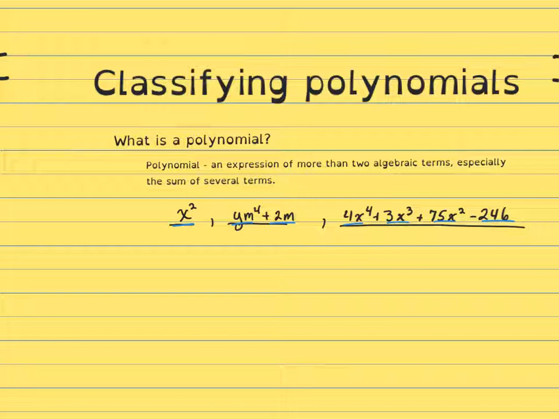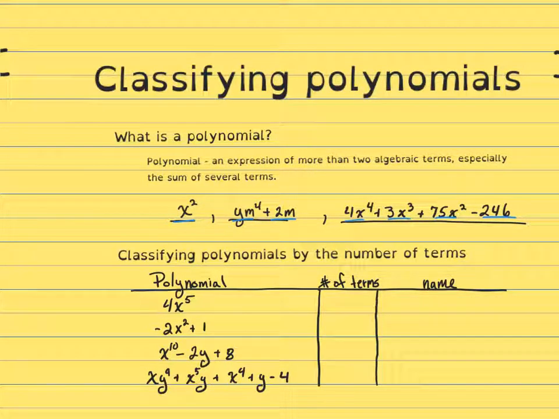So we're going to talk about that next, classifying polynomials by the number of terms that they have. So here I have a bunch of polynomials, and I just want to look at what their names are. If I have one term here, we call this a monomial. If there are two terms, 1, 2, then we call it a binomial. Three terms, we call it a trinomial.